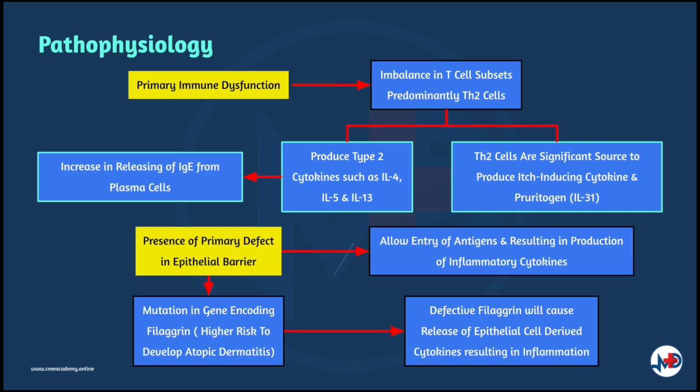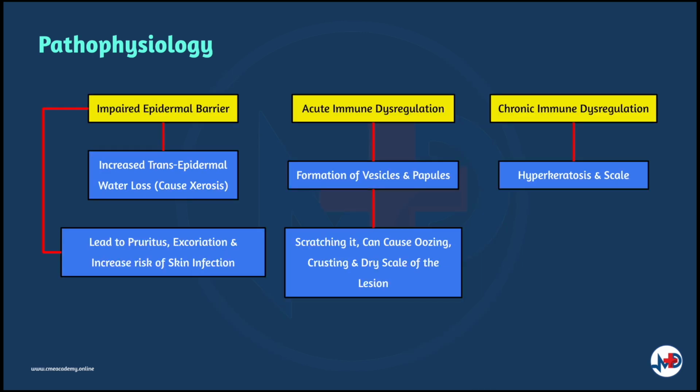The second hypothesis is the presence of a primary defect in the epithelial barrier of susceptible individuals. This allows entry of antigens, resulting in the production of inflammatory cytokines. Individuals with mutations in the gene encoding filaggrin are at higher risk of developing atopic dermatitis. Filaggrin is a key epidermal barrier protein. Its defects will cause release of epithelial cell-derived cytokines such as TSLP, interleukin 25, and interleukin 33, resulting in inflammation, eventually resulting in increased transepidermal water loss causing xerosis.